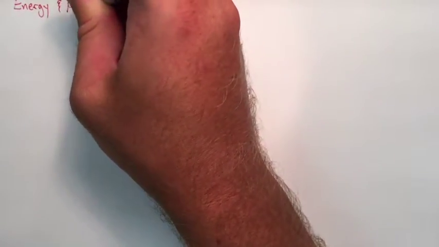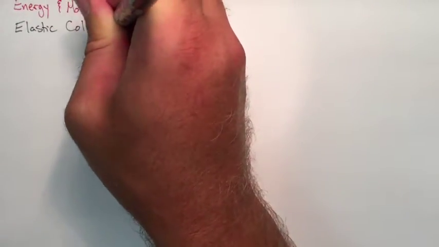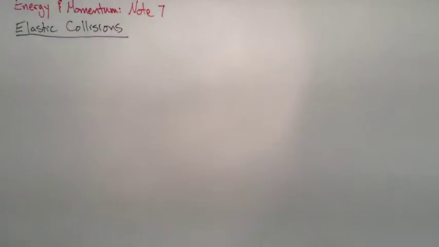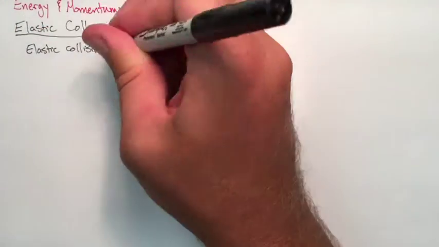Grade 12 Physics, Energy and Momentum, Note number 7. Elastic collisions. In the previous note, we looked at elastic collisions. We know that that's when two objects bounce off one another. But here we're going to look at a special property that they have compared to the other collisions.